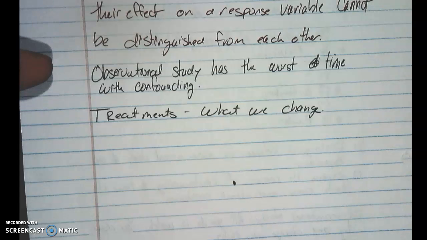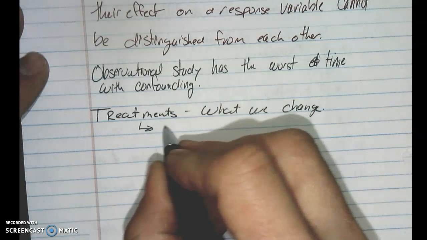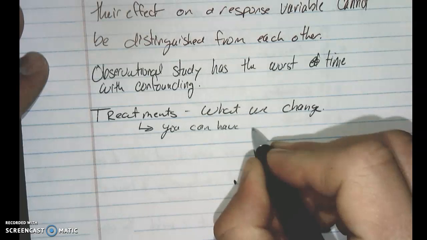So what we talked about a little bit was that observational study has the worst time with confounding, because as you watch people or watch what you're doing, you're not changing anything. What exactly is causing what you're seeing, right? And so there's too many ways to predict what's going on. So that's why confounding has a hard time with observational studies. Your treatments, what we change, what you're going to change. And of course, you can have multiple treatments.